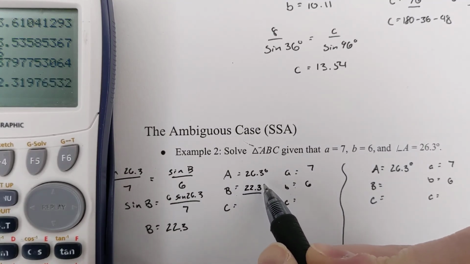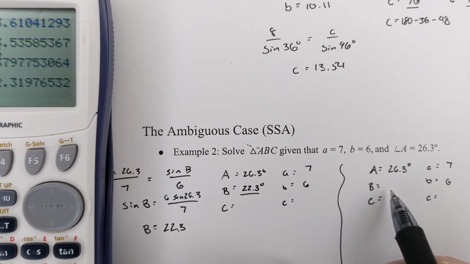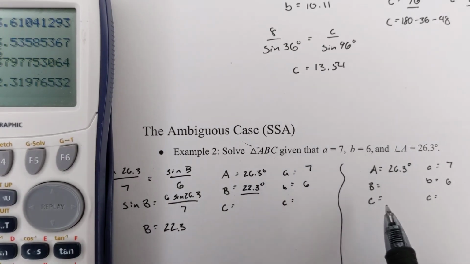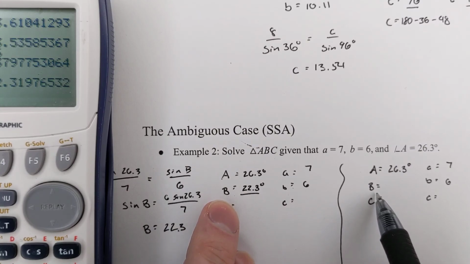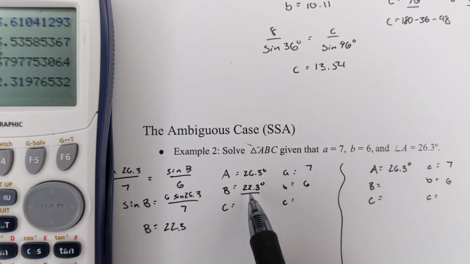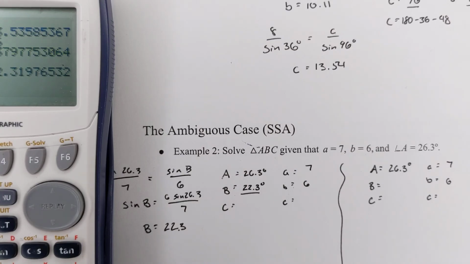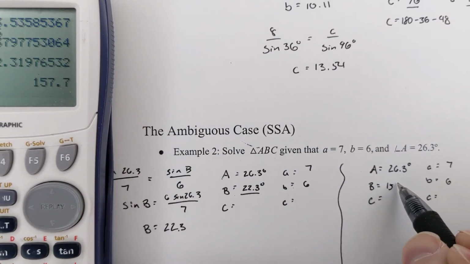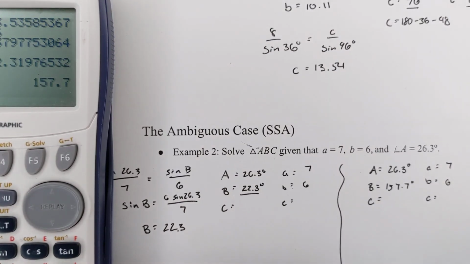Now the thing you have over here, to get this second triangle, these two angle B's have to be supplementary. They have to add to 180 because that will happen in the ambiguous case. So to find this angle B, I take 180 minus this value. So 180 minus 22.3. So if there are two triangles, that one has an angle of 157.7 degrees.